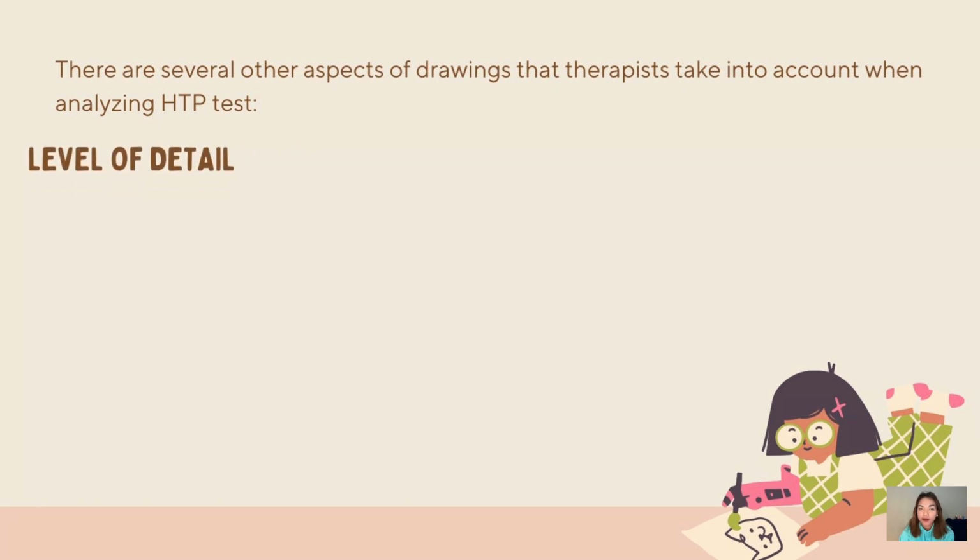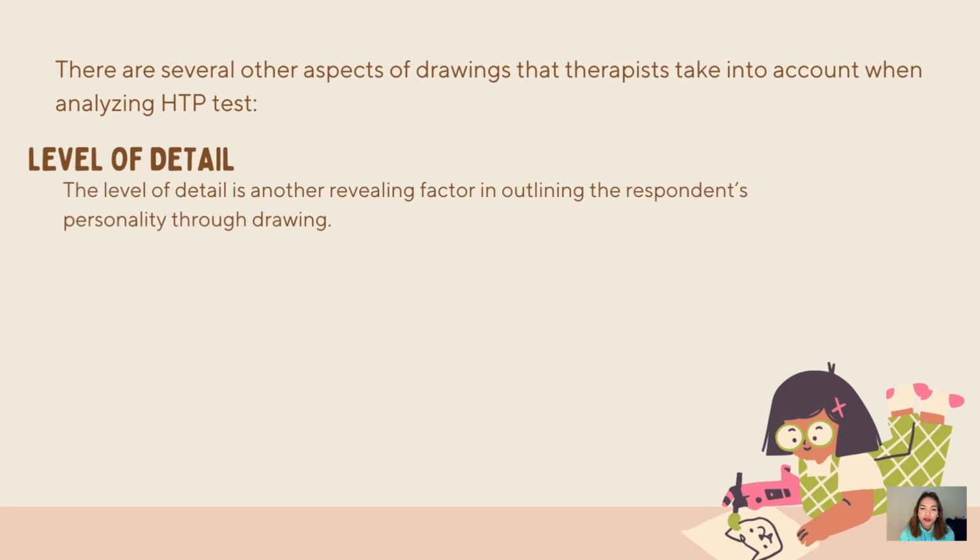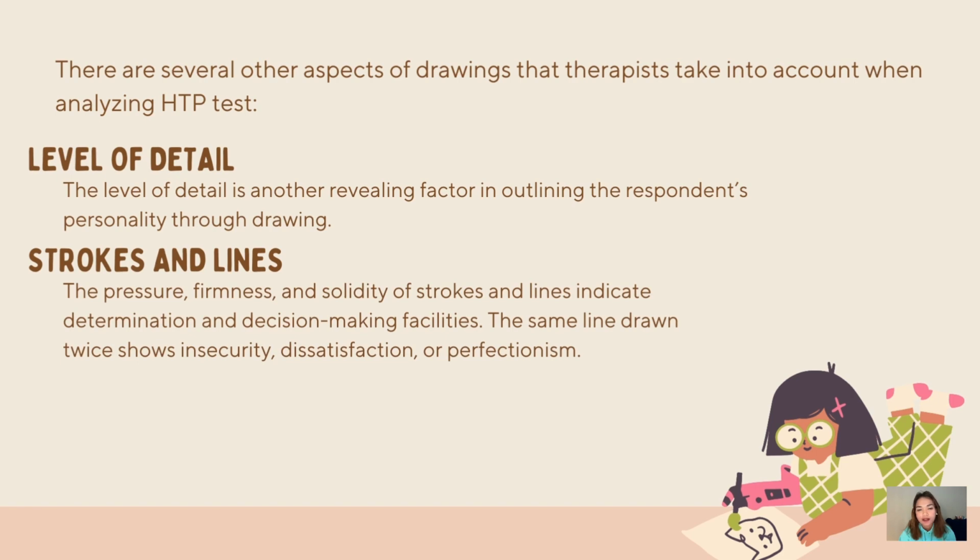Next, we have the level of details. The level of details is another revealing factor in outlining the respondent's personality through the drawing. As for strokes and lines, the pressure, firmness, and solidity of strokes and lines indicate determination and decision-making facility. The same line drawn twice shows insecurity, dissatisfaction, or perfectionism.